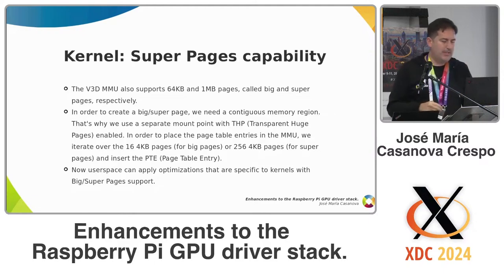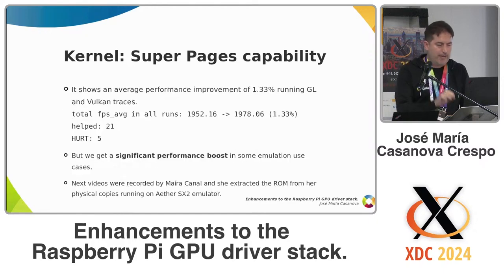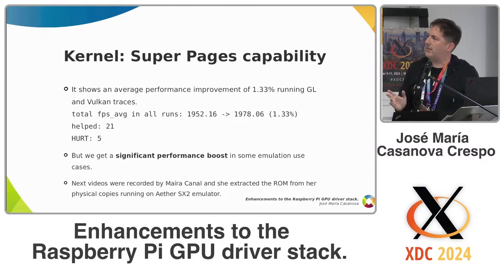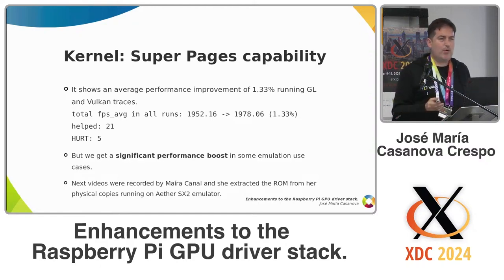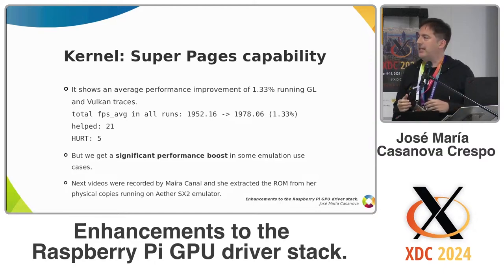So it seems to be an interesting feature. At the same time, we are now thinking that if we have support for big pages or super pages, we can do a specific optimization in the user space. With the traces we usually work with, we have seen a general improvement of 1.33% just by changing the kernel, with and without support for super pages. That is interesting, but we have observed that it's not such a low performance improvement, but it's a big boost in some emulation cases.